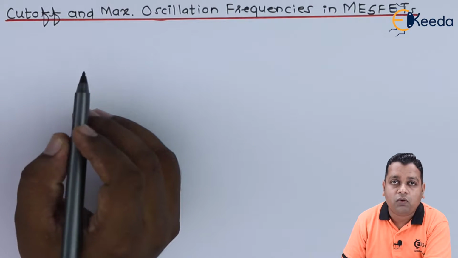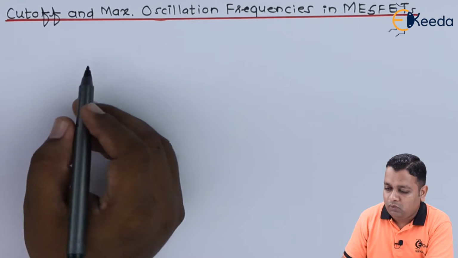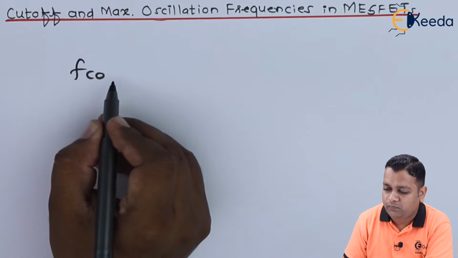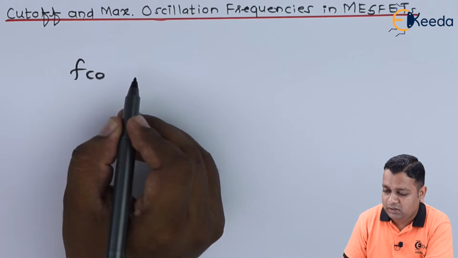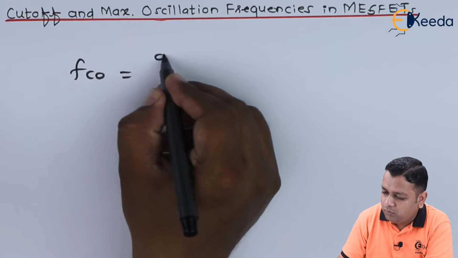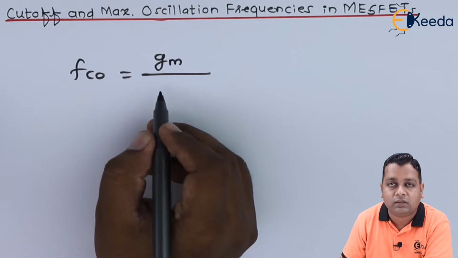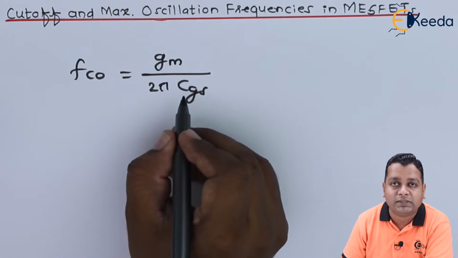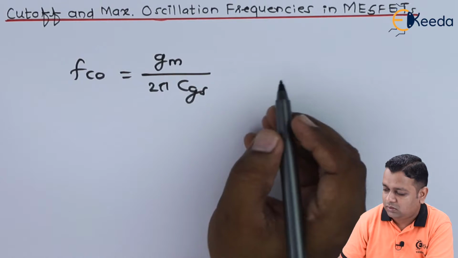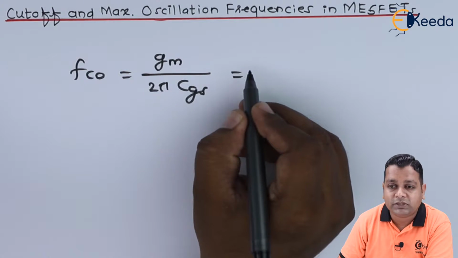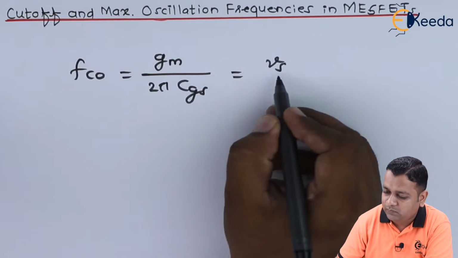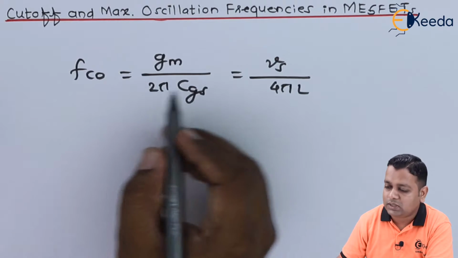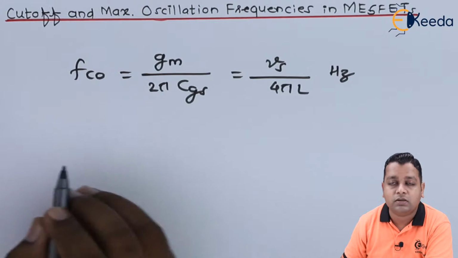When we account for the generalized expression for the cutoff frequency, denoted by f_CO, for the wideband lumped circuitry, we get it in the form of g_m, the transconductance, divided by 2 pi into C_GS, the capacitance between the gate and the source terminal, which can also be expressed as V_s divided by 4 pi L. As this is a frequency, it must be accounted in terms of hertz.